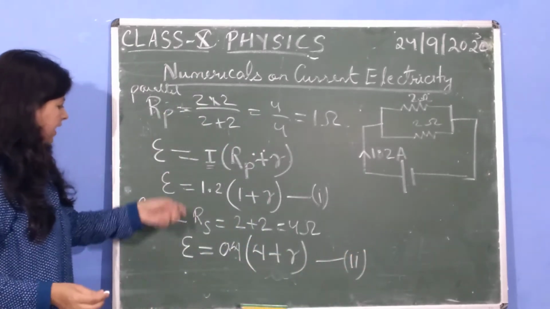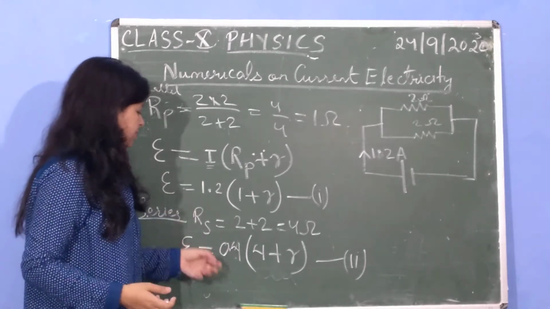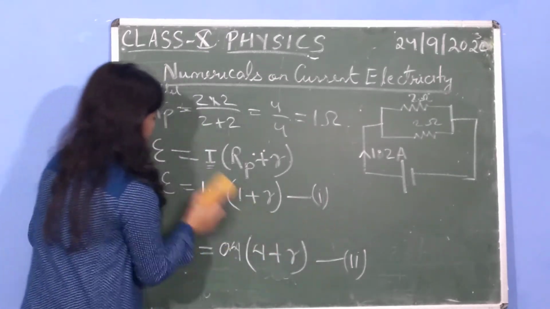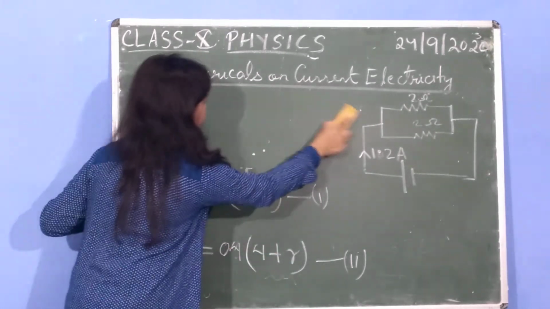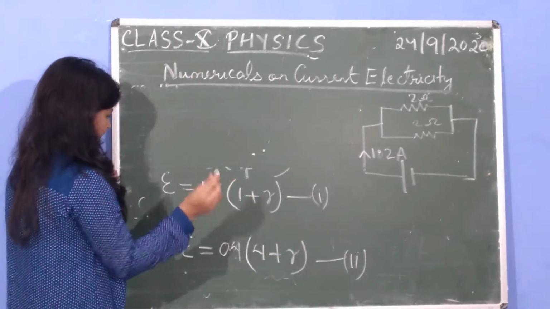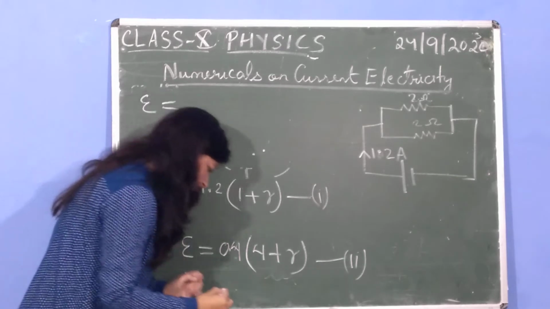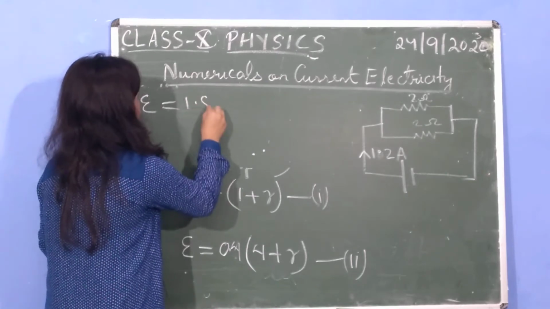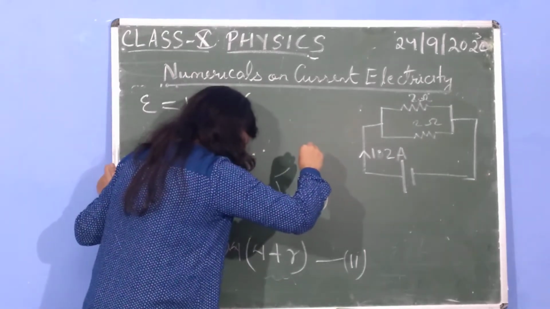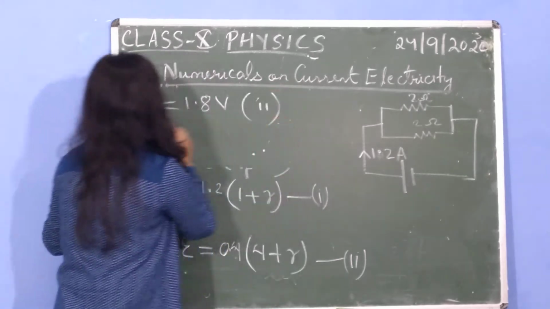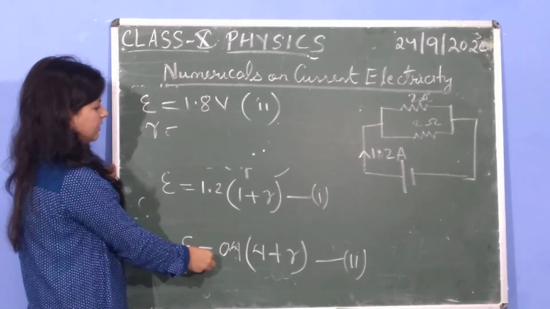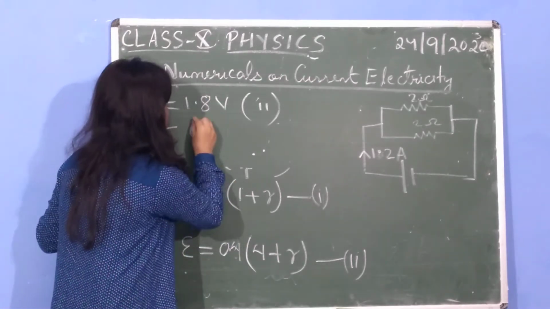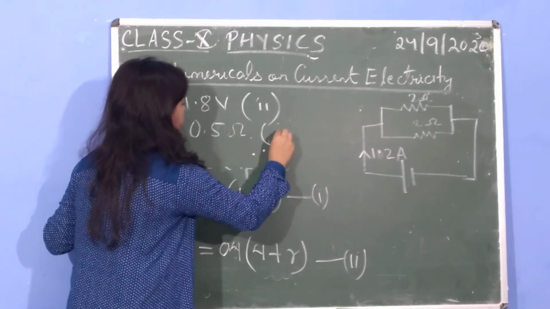Now we have equation 1 and equation 2, two simultaneous equations. On solving them simultaneously, we will get the value of EMF as 1.8 volt. This is the answer to part 2. On solving these two equations simultaneously, you can go for the substitution method or the elimination method, your choice. r will be equal to 0.5 ohm. This is the answer to part 1.